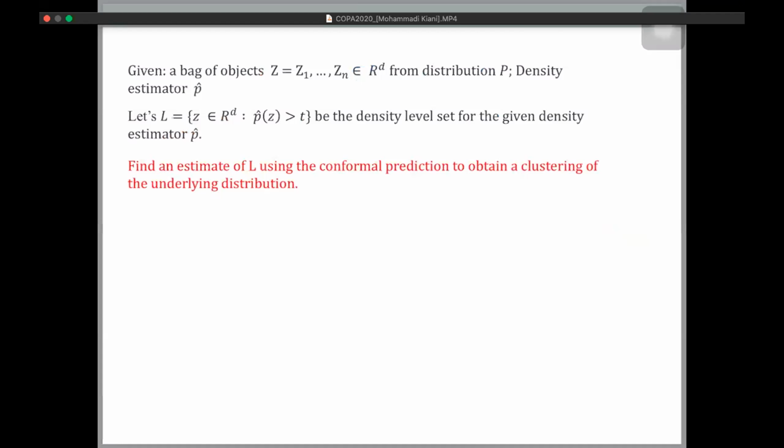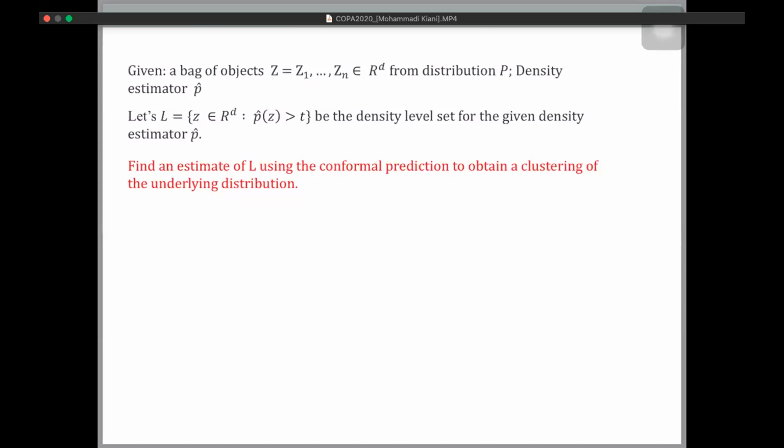The setting is we have n data points, let's call them z1 through zn. These are some dimensional vectors. We also have a density estimator, p hat, which is used as a conformity measure. Let L_t be the density level set of the corresponding density estimator. This set is often used for clustering, where by choosing an appropriate value for t, a clustering of the underlying distribution is given. In general, there is no simple way to compute and represent this set.